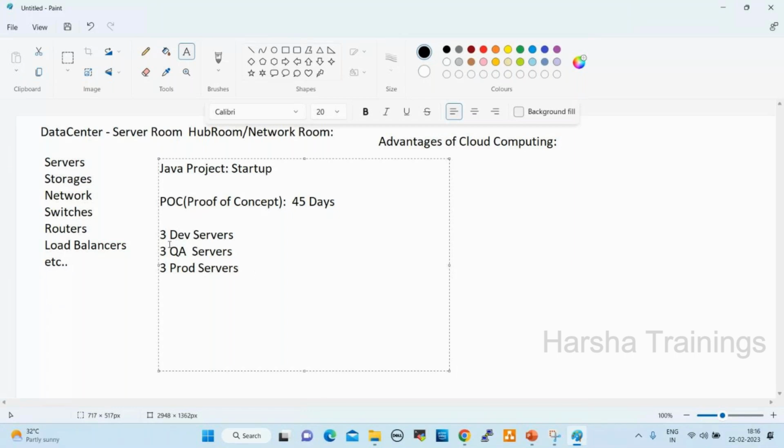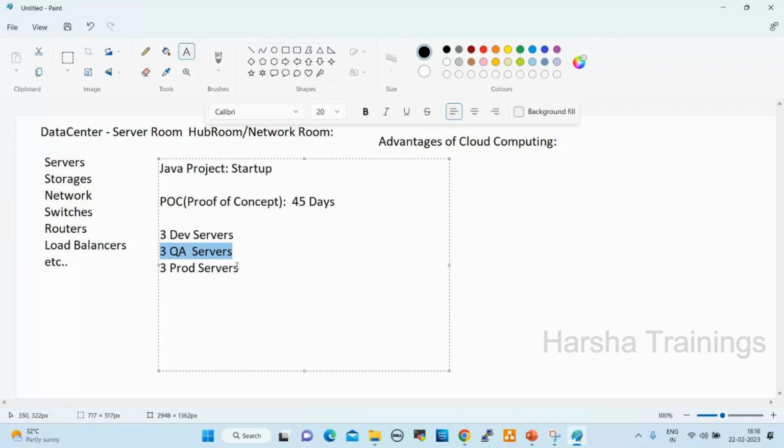Because developers develop the code on development servers, right? Once development is completed, testing happens on QA, quality assurance servers. Once the quality assurance is completed, then the application will be deployed onto production. That is why we take three or more than three environments, like types of servers, right?